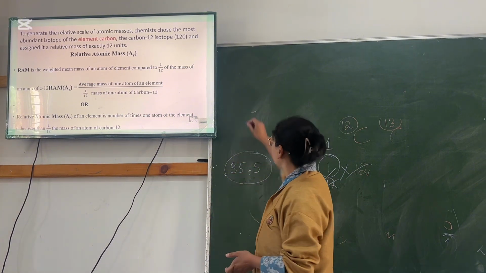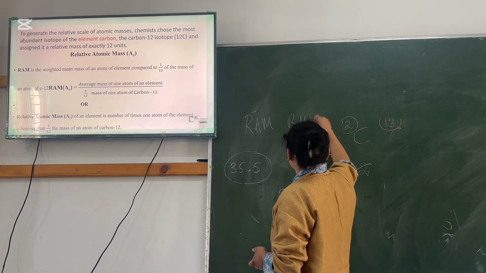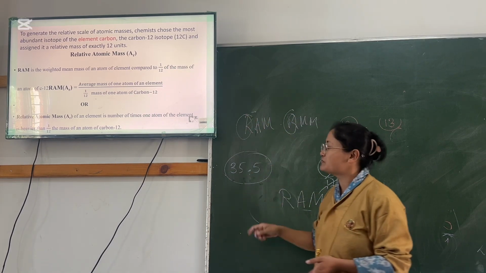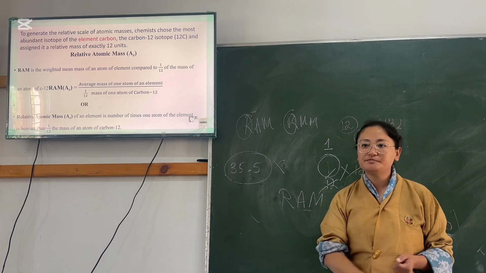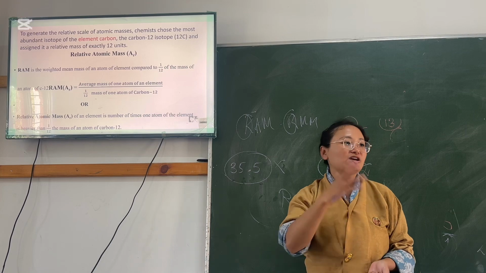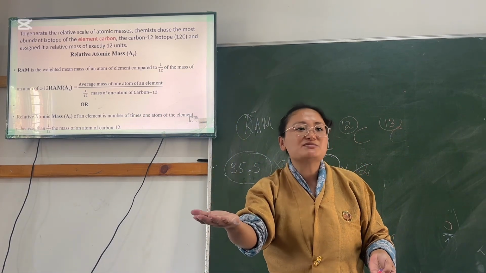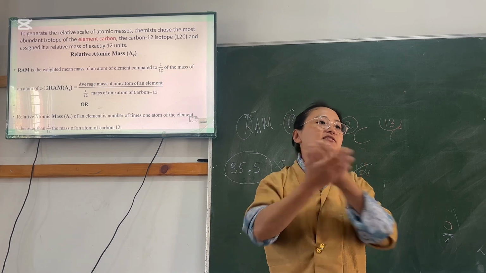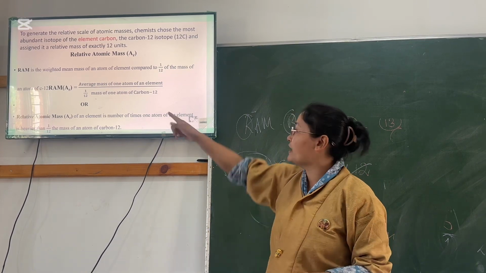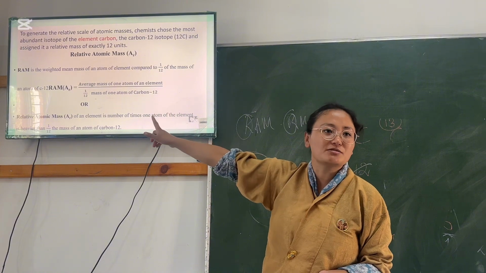So whenever they ask you to find relative atomic mass or relative molecular mass, because you are comparing it with something else, there is no unit. Did you understand why there should not be a unit? Because we are just saying this element is this many times heavier. There is no unit when they ask you to find relative atomic mass. Now, did you understand how to find relative atomic mass?